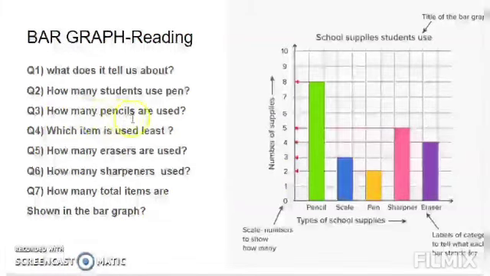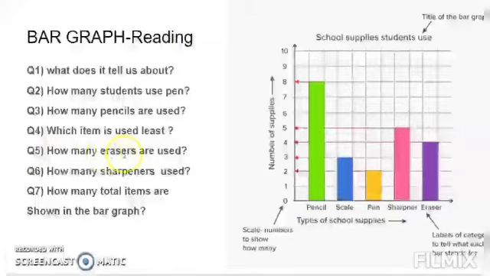Question 3. How many pencils are used? So let us see. Pencil is shown by this green bar, and the length of the bar we can check by the dotted line. On the y-axis it is showing 8 pencils. Question 4. Which item is used least? Least means minimum. So the smallest bar is of pen. So the item used least is, answer is pen.